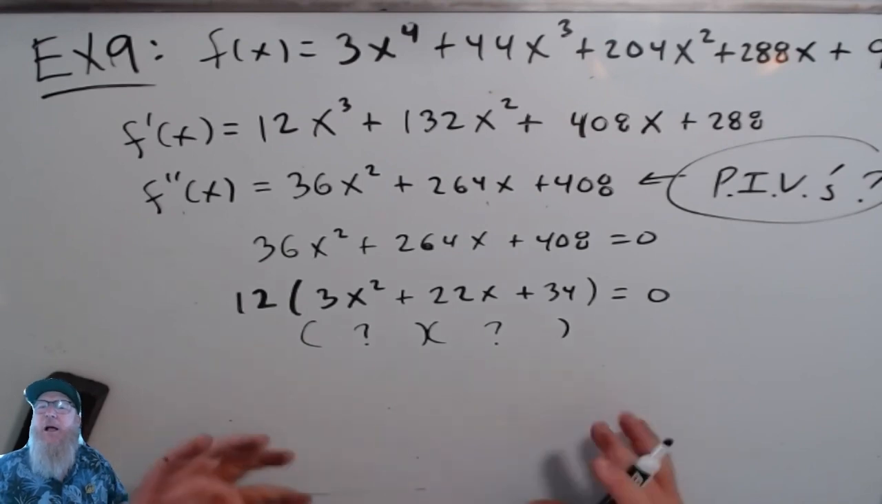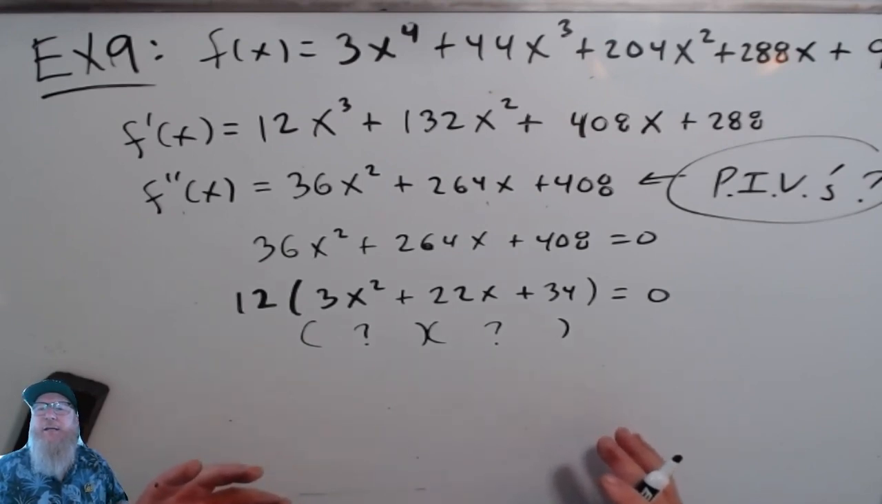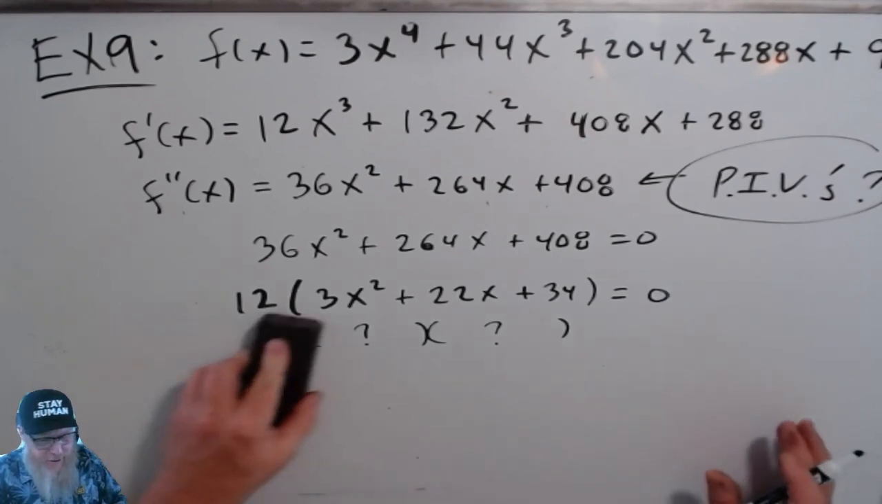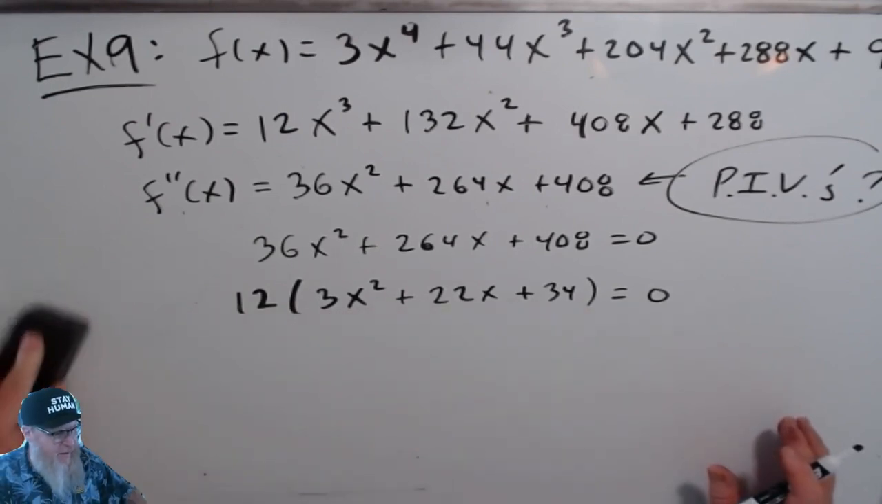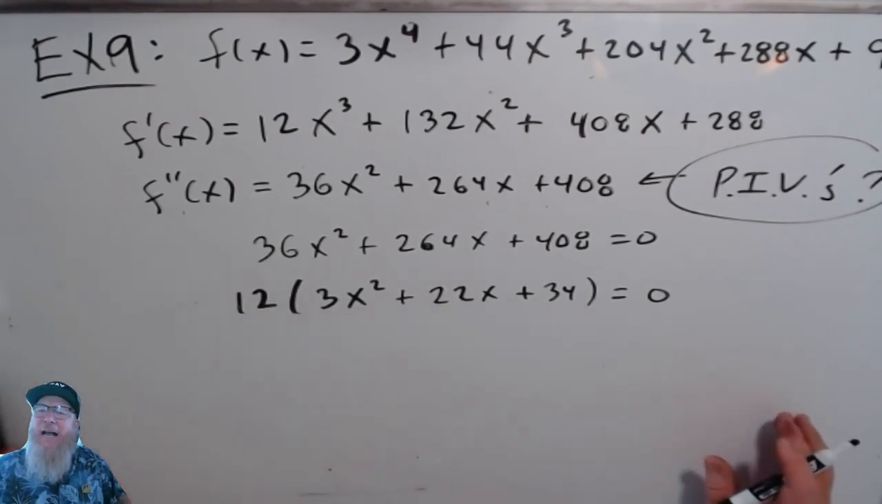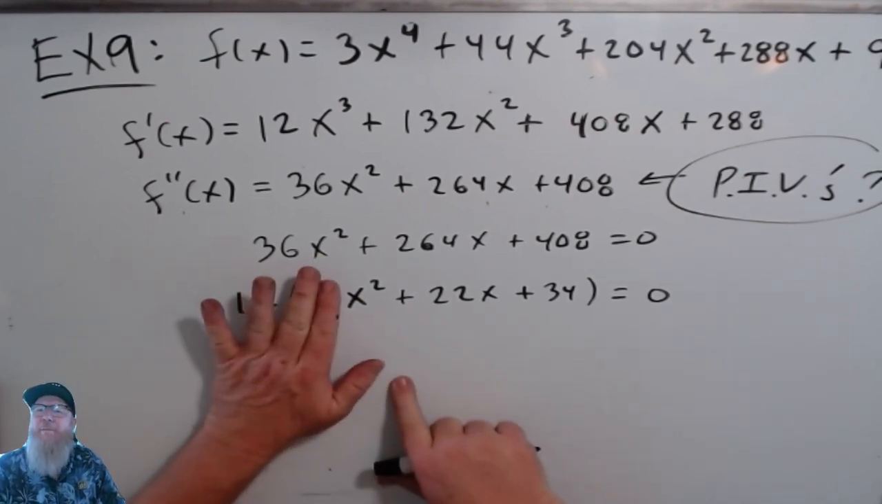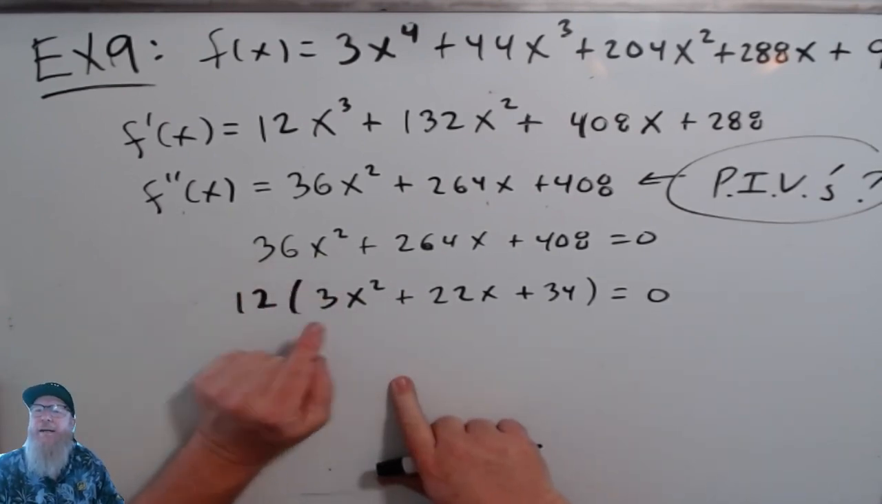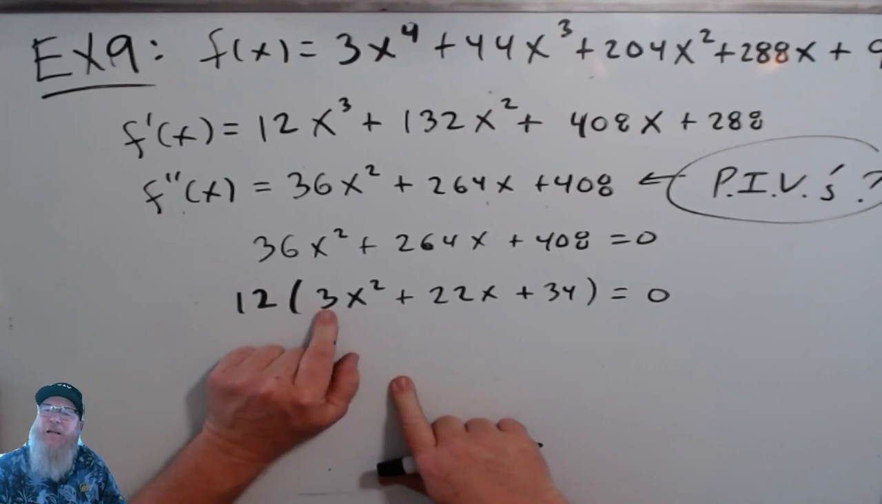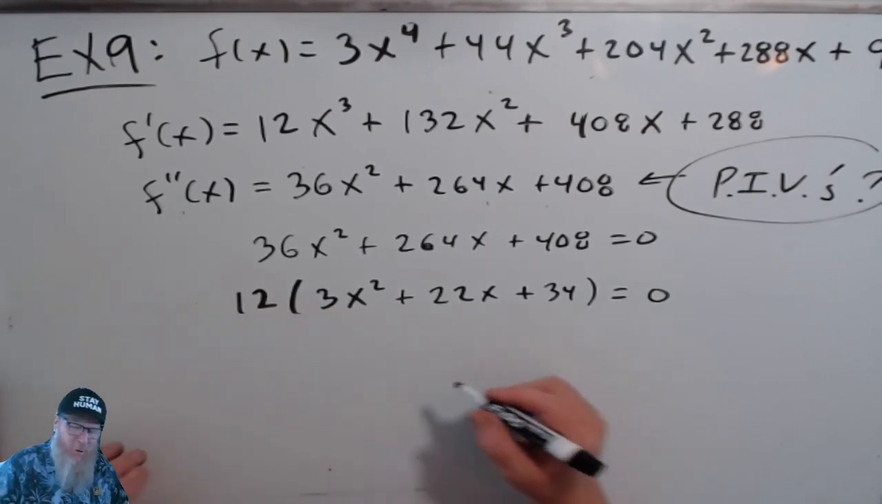So you've got a couple options. You can use the quadratic formula, or you could do that completing the square method that I've done a couple times. I usually only do completing the square when the leading coefficient is 1. When the leading coefficient is something other than 1, just use the quadratic formula.